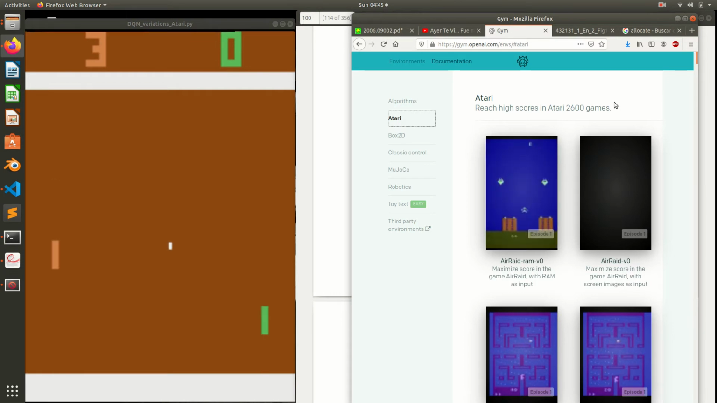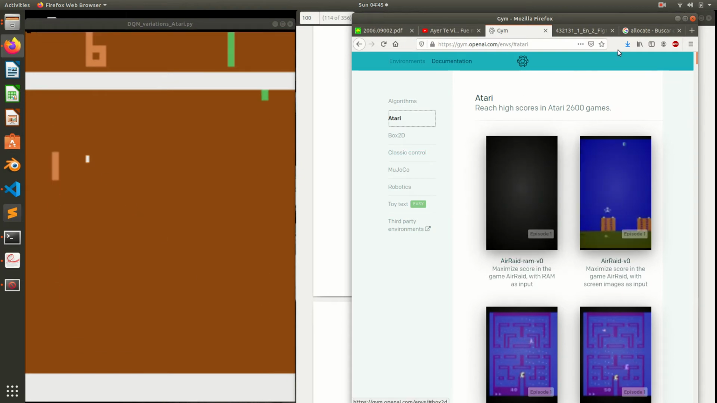First of all, you must download the game library in your computer.